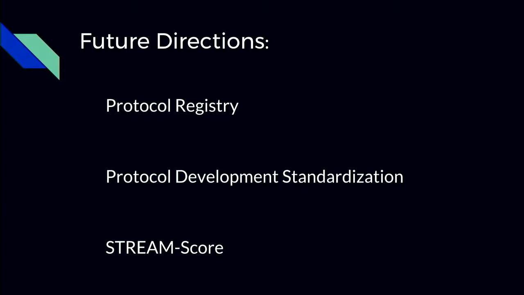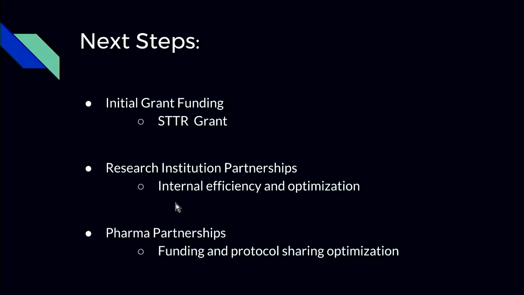And the Stream Score, eventually we want to have it be almost like a credit score on your pre-IRBs. That's going to be useful if you're looking down the road to phase 2. While you're on phase 1, you can get a Stream Score and say, look, we're almost ready for phase 2 as soon as this phase 1 wraps up. In the short term, obviously we need to get this off the ground, so maybe some STTR grants for initial funding before moving into research institution partnerships like here at Mount Sinai.